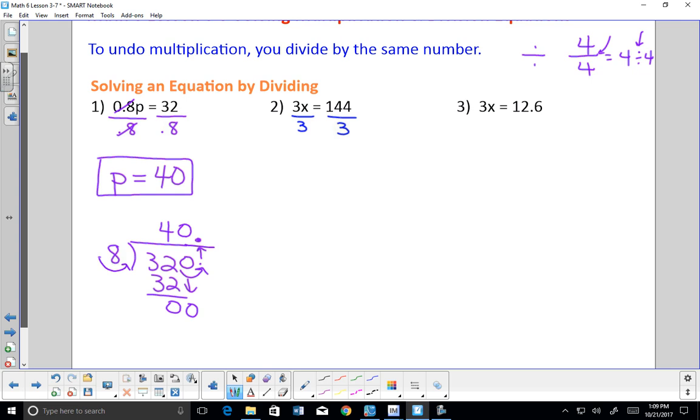3 divided by 3 is x. 144 divided by 3. 3 goes into 14 4 times. 4 times 3 is 12. 3 goes into 24 8 times. So 144 divided by 3 is 48.